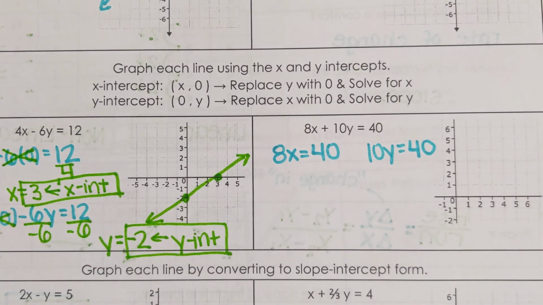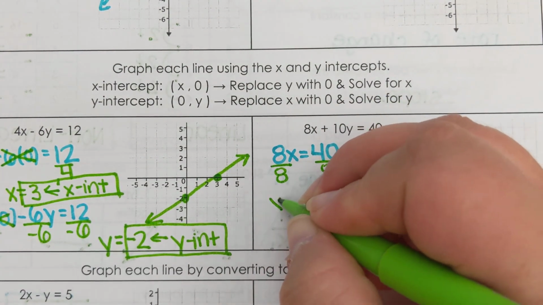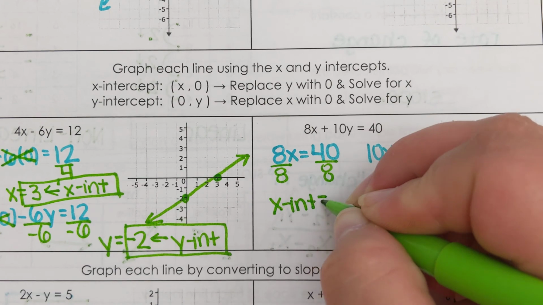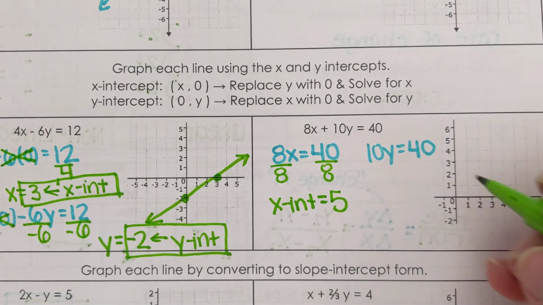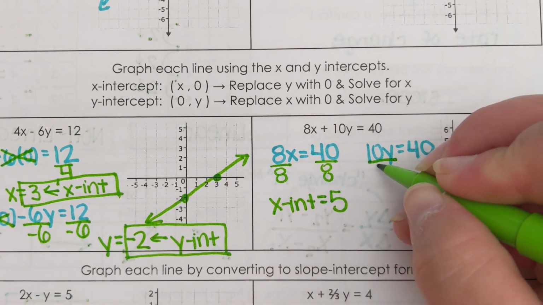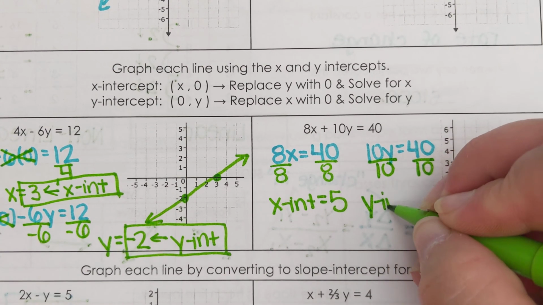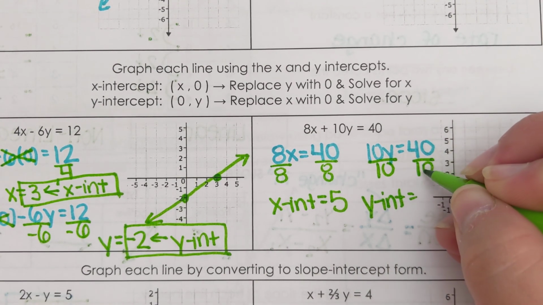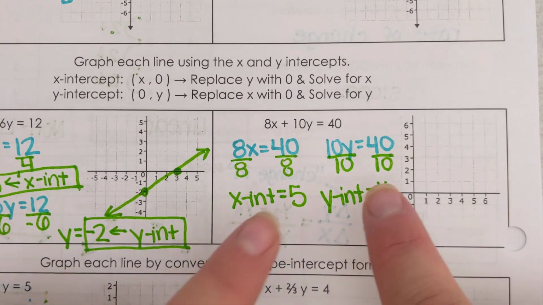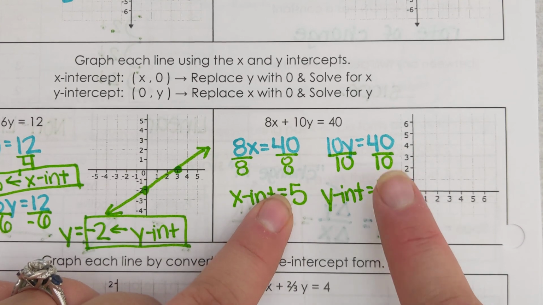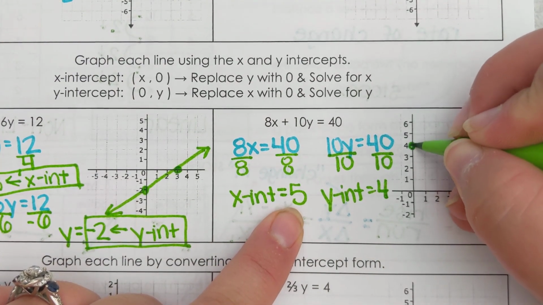Okay. And then I'm going to divide by 8. My x-intercept is 40 divided by 8, 5. And over here, I would divide by 10, leaving my y-intercept to be 40 divided by 10, 4. Okay. Do not combine these two and make them one point, because you need these both to be their separate points so that you can draw a line through them.